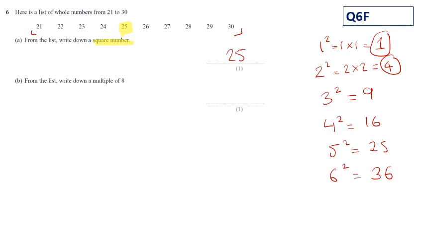Question B, from the list, write down a multiple of 8. Now multiple is just a number in the times tables, so I'm writing a number that's in the 8 times tables, that's in this list. So if I list the multiples of 8, that's 8, 16, 24 and 32. I don't need to go above 32 because I don't have numbers in the list above 30. I can see that 24 is a multiple of 8 that's on this list. So the answer to that question is 24.